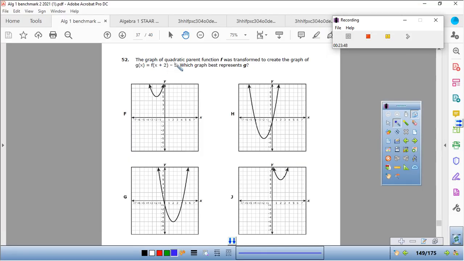Okay, the graph of the quadratic parent function. Remember that one, the quadratic parent function. I'm telling you, they don't give you the answers for this stuff. They expect you to know it. As f of x, which is equal to x squared. So you need to know that. Was transformed to create the graph of g of x, which is equal to f of x plus 2, minus 5.